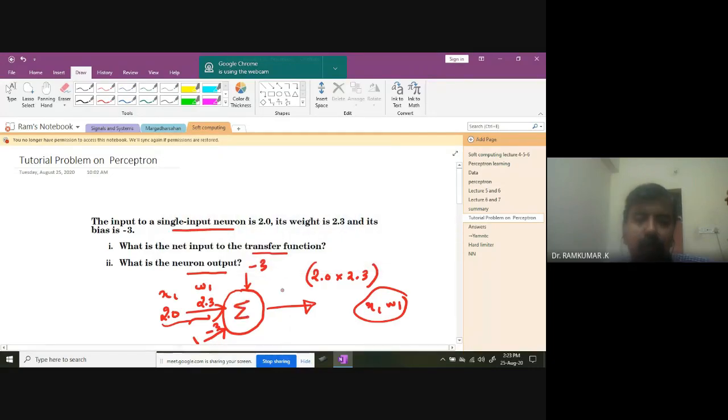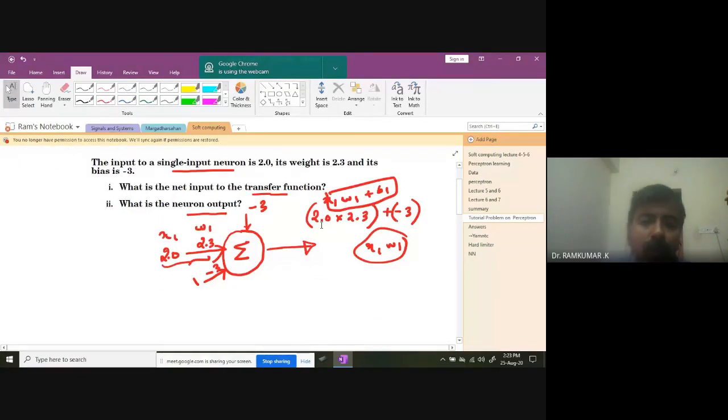Summation, this is the net output, plus the bias: x1 w1 plus w2. That's the formula, so that will be your output. Everybody with me? How do you complete the neuron output? Only when you pass it through a transfer function. In this case, there is no transfer function given. Therefore, you can simply say that there is no output.